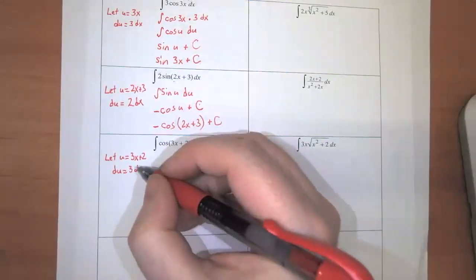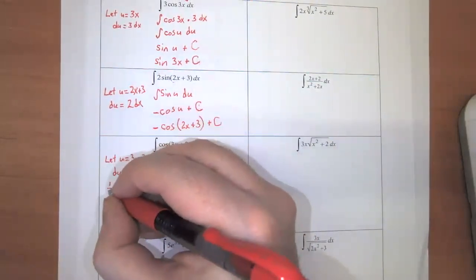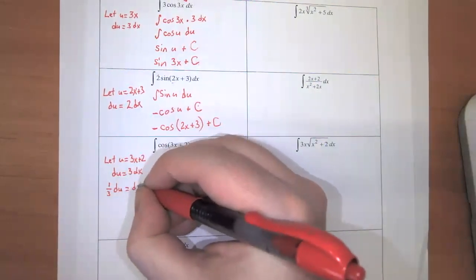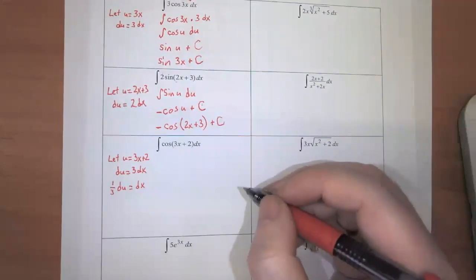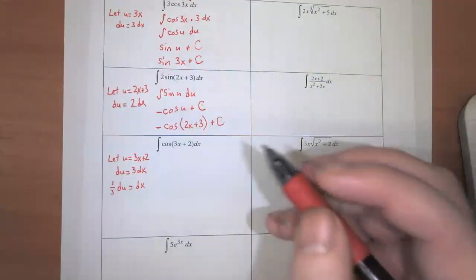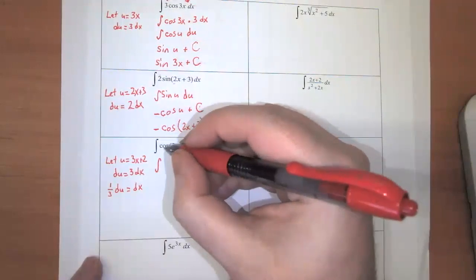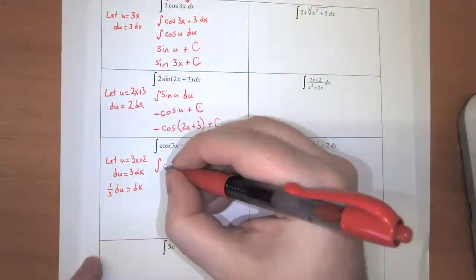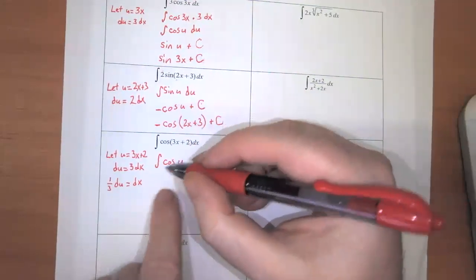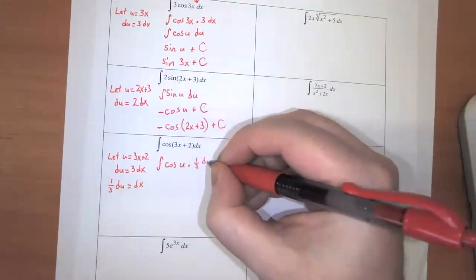And so to solve this for dx, I'm going to divide both sides of this equation by 3. So that gives me 1/3 of du is equal to dx. Okay, you see how I did that? And now my substitution is going to work out a lot better. So the cosine of 3x plus 2 is going to become the cosine of u. And then my dx, which is the only thing that's left, I can replace with 1/3 du.